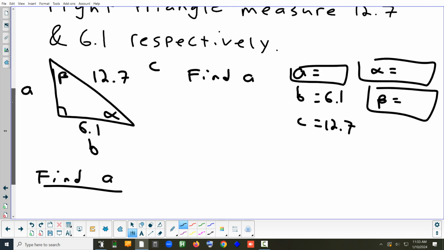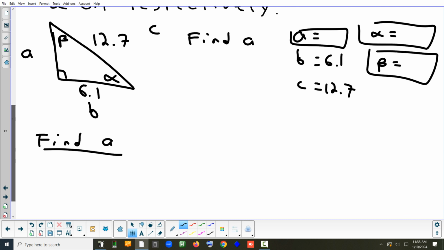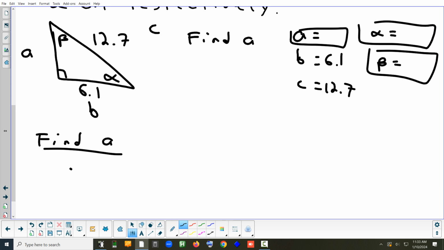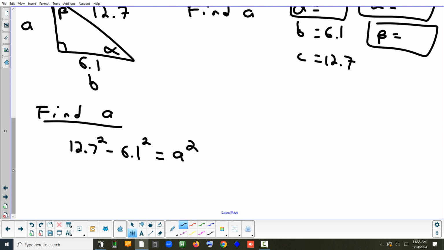Right, so what equation would I set up to find A? You do C squared minus B squared equals A squared. Can you go ahead and fill in those numbers for me? 12.7 squared minus 6.1 squared equals A squared. And then to get A by itself, what are we going to do on both sides? Square root it.